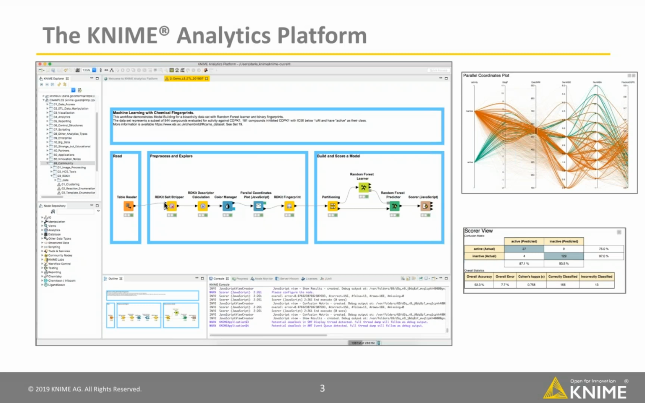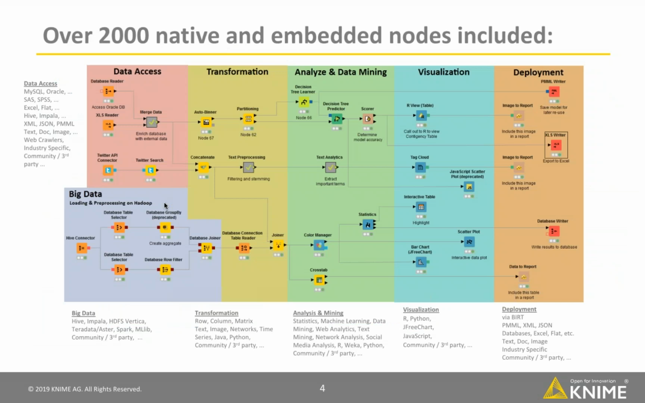In KNIME, natively, there are over 2,000 nodes embedded that allow you to do different data processing tasks. For example, you can access the data from different resources. You can perform different operations to transform the data, and you can also then analyze the data. You can apply different machine learning algorithms, or you can visualize the data. Or at the end, after you've done your analysis, you can also deploy, for example, the results of the analysis.